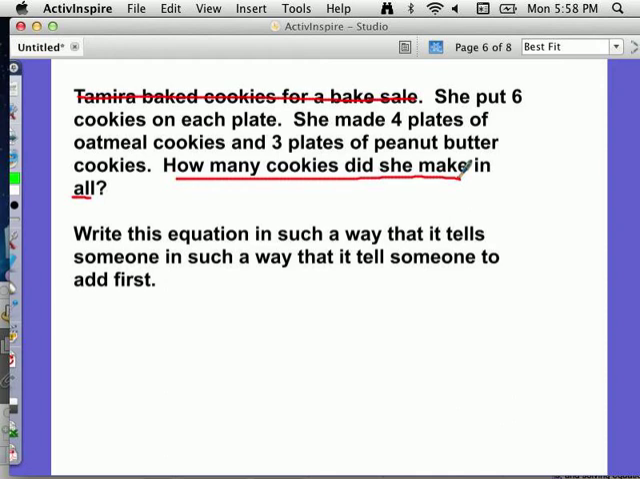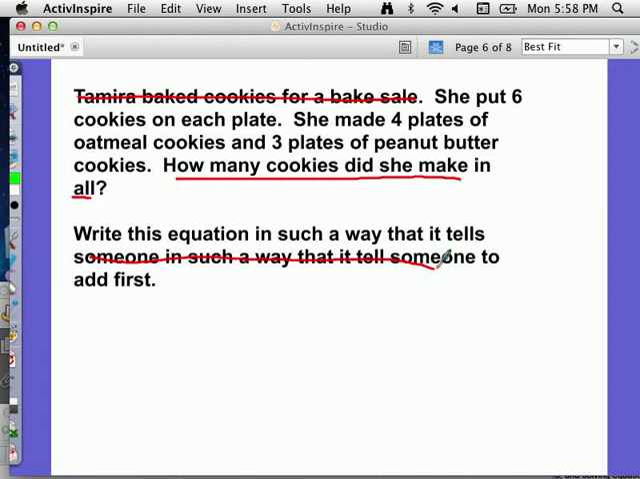Now, this says to write the equation in such a way that it tells someone to add first. Okay, anyways, we're going to write an equation that tells someone to add first. So, let's see. We have cookies and we have the amount of plates. Now, we know she put 6 cookies on each plate. And then she has 4 plates of oatmeal and 3 plates of peanut butter.